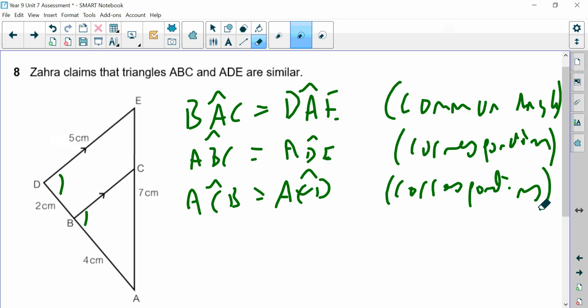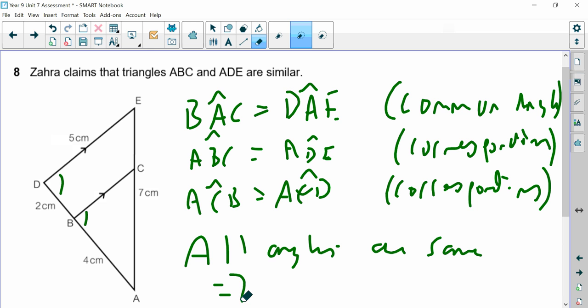So I therefore have now proven this. All angles are the same. So therefore, similar. The triangles are similar because all of the angles are the same size and in the same position. But for a triangle, it doesn't really make a difference. If all angles are the same, it doesn't matter. You can change the orientation to get the right order. And there we have it.